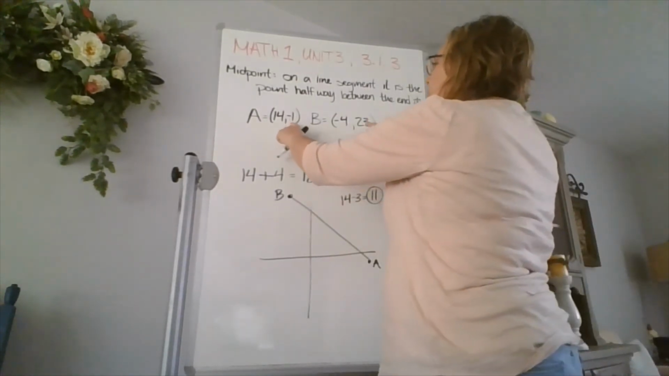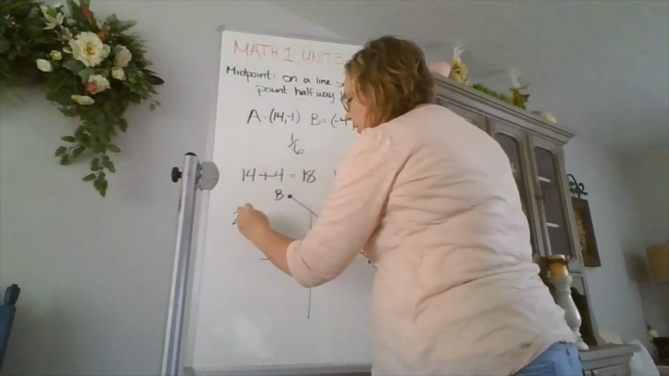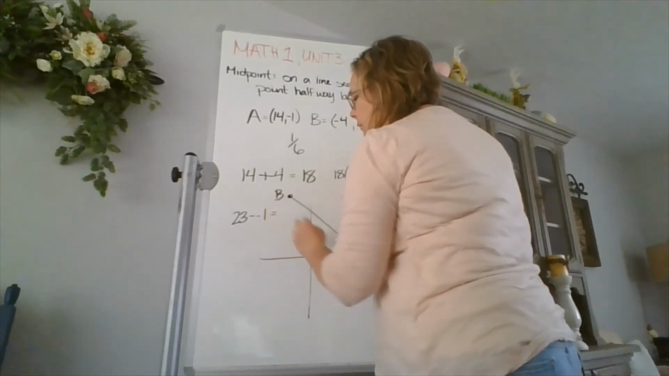Okay, so we need to find the total distance traveled. So what is 23 subtract -1?